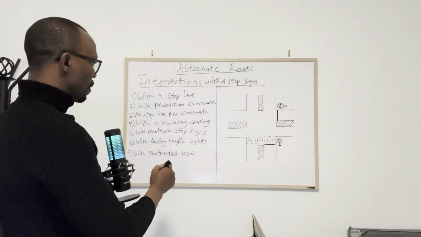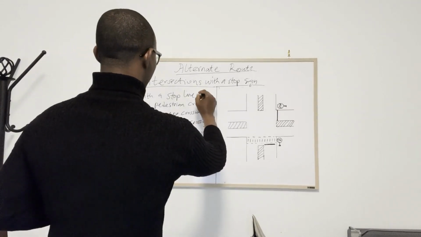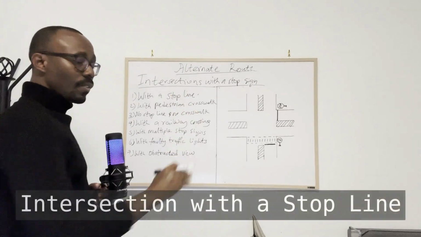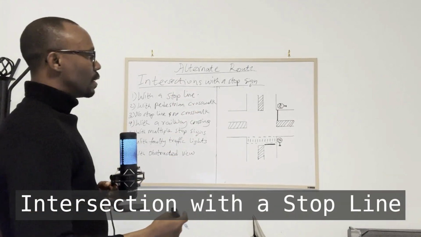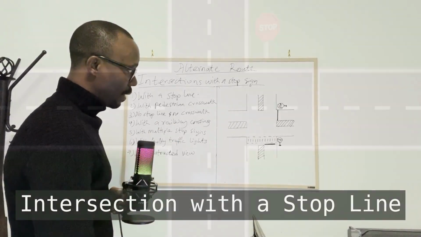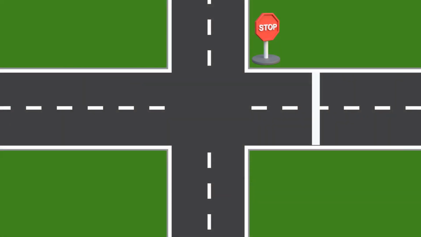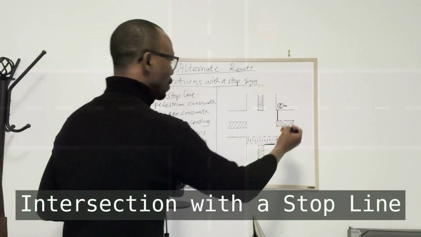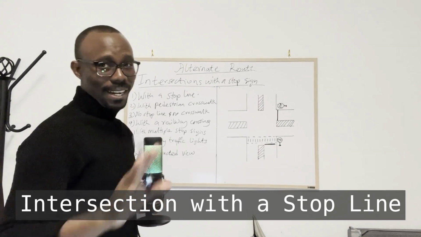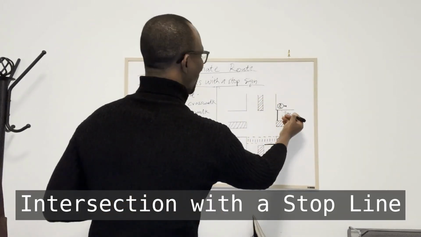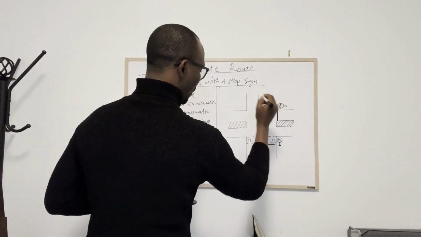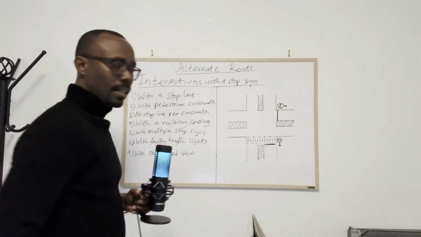So the first type of intersection we'll consider is an intersection with a stop line. So you're at an intersection, there is a stop sign, and also there is a stop line. So look at this intersection here, for instance. Here you will notice that there is a stop sign here. Do not mind my drawing, I'm not an artist, okay? So there's a stop sign here, and as well there is a stop line. So this is a stop line.